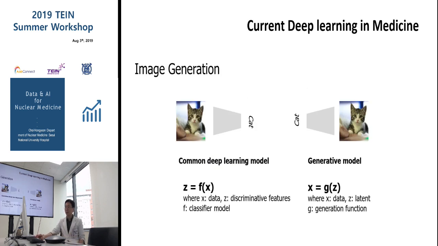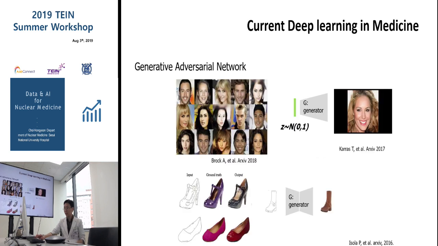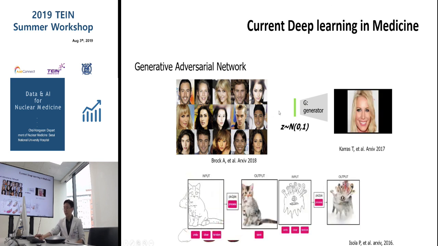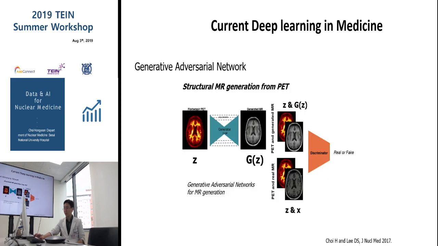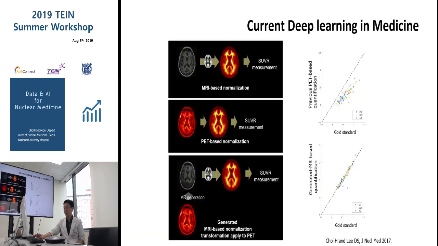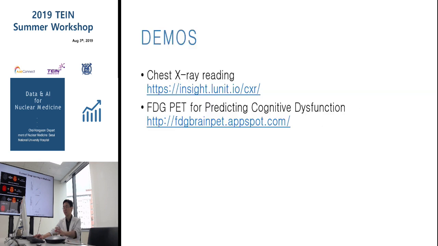And as I mentioned before, image generation is another good application of the deep learning model. And this is the previous slide. All of the faces are pseudo faces. And as I mentioned before, these PET images are generated. These MR images are generated from the PET images. So you can access this data to use chest X-ray imaging or FDG-PET for predicting cognitive dysfunction.